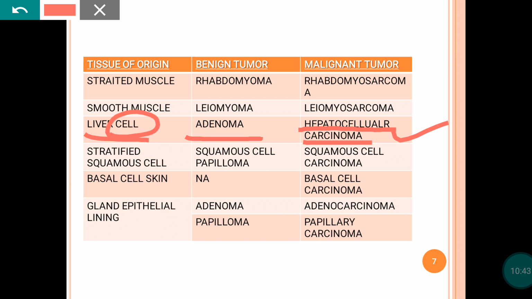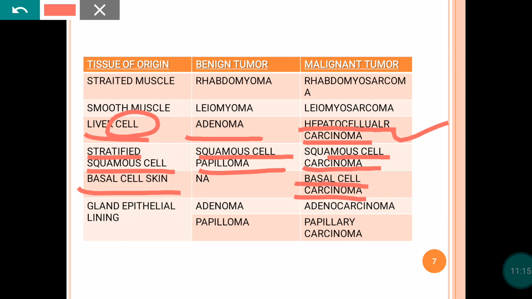Suppose the tissue of origin is that of stratified squamous cell. Usually it forms the papillary structure. That's why the benign tumor is known by the name squamous cell papilloma, while the malignant tumor is known by the name squamous cell carcinoma, because it is the epithelial cell. Suppose the tissue of origin is that of basal cell, then a benign tumor that consists of basal cell doesn't exist. Usually it is the malignant one. So the malignant tumor of basal cell is known by the name basal cell carcinoma.